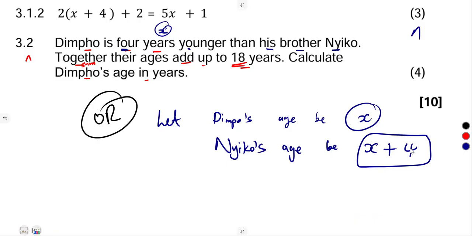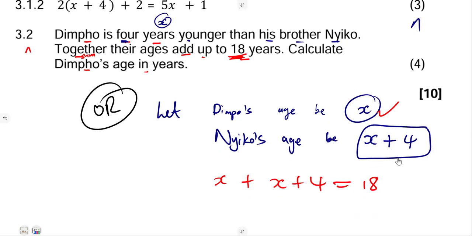That's another way. If there is someone who answers this way, yes, you're going to answer it that way. So in this case, x is the one representing Dimpo's age. So if I take this together, their age is 18. I take Dimpo's age, x, add to Nico's age, x plus 4, I must obtain 18. Solve for x.